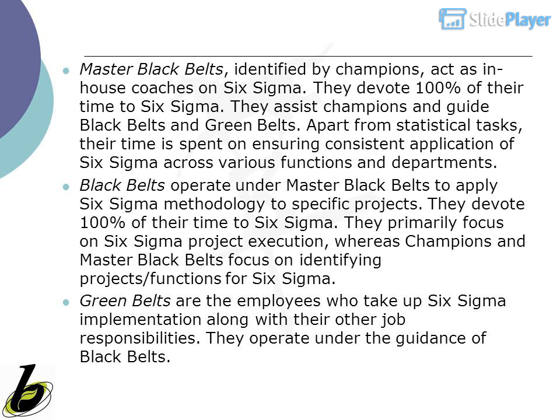Black belts operate under master black belts to apply Six Sigma methodology to specific projects. They devote 100% of their time to Six Sigma. They primarily focus on Six Sigma project execution, whereas champions and master black belts focus on identifying projects/functions for Six Sigma.